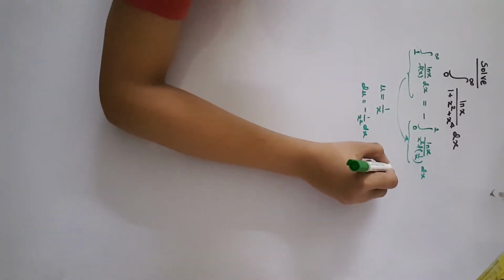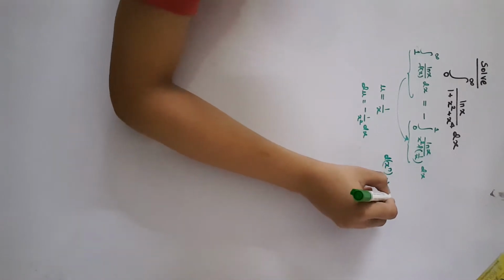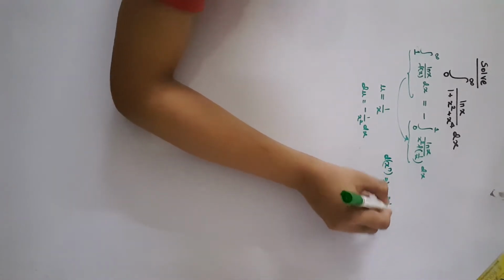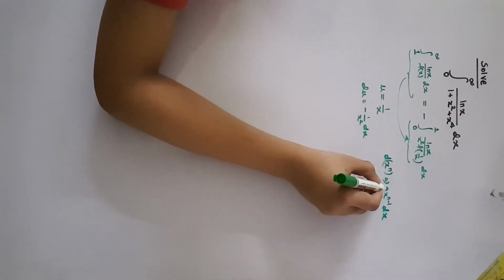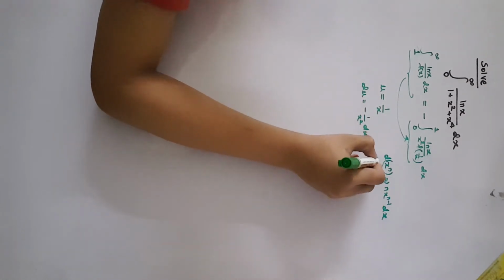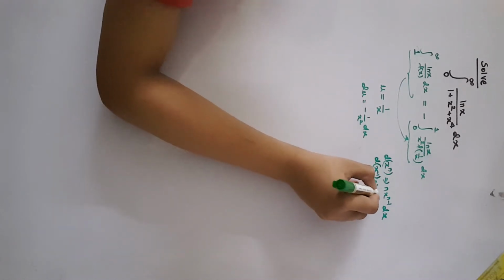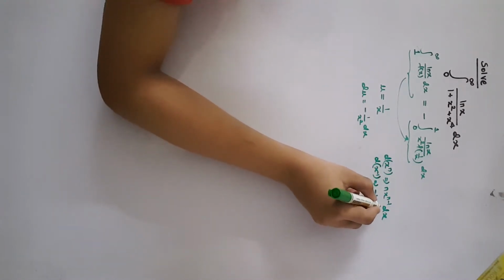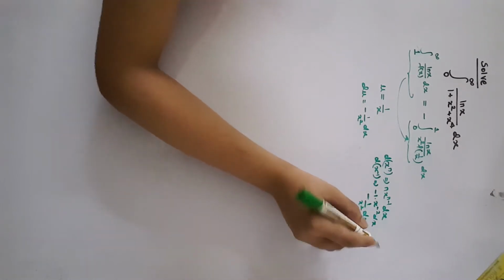Because we know that the derivative of x^n is n x^(n-1) dx, and in this case n is equal to minus 1. By putting it here, the derivative of x^(-1) is minus 1 multiplied by x to the power of minus 1 minus 1, which means minus 2, dx, which we can also write as minus of 1 divided by x square dx.